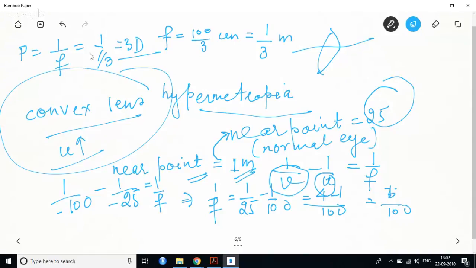I have solved questions based on myopia, I have solved questions based on hypermetropia. Now I don't think you should have any doubt in questions related to human eye. If there is anything, you can post it now. I will try to clarify all the doubts, if any.